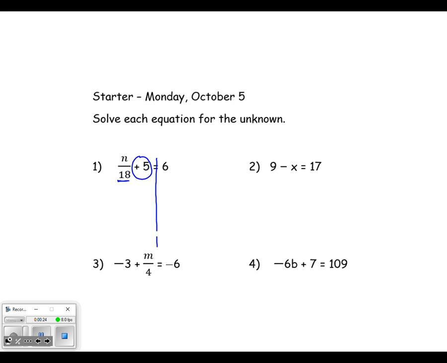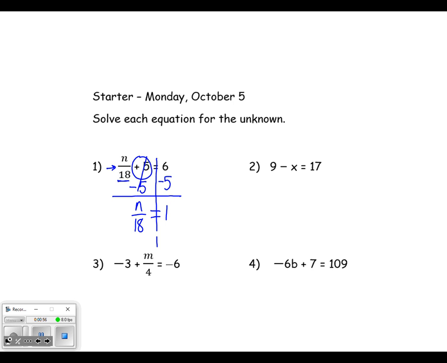This coefficient is a little bit different because I have this fraction, so I'm going to have to undo division at some point. But I deal with the constant first. So I do the opposite of the constant. Right now it says plus 5, so I'm going to subtract 5 from both sides. That makes that 5 go away, and I've got n over 18 equals 1. N over 18 means n divided by 18.